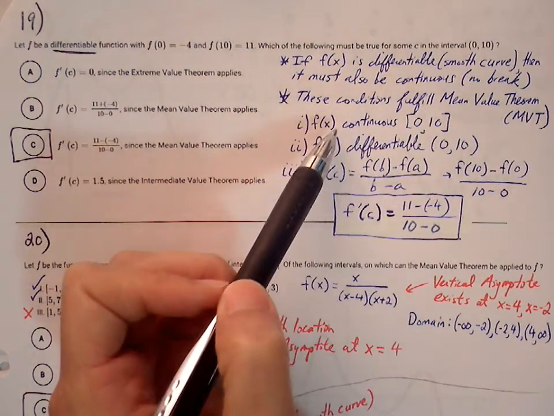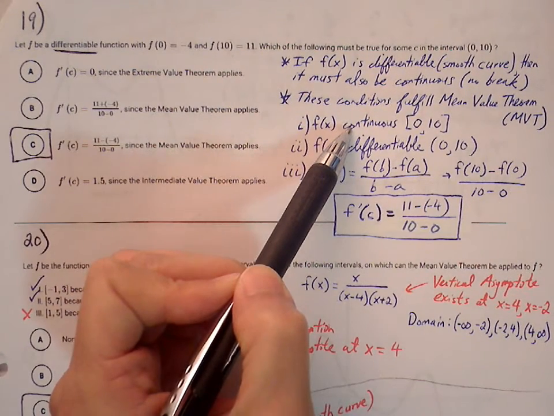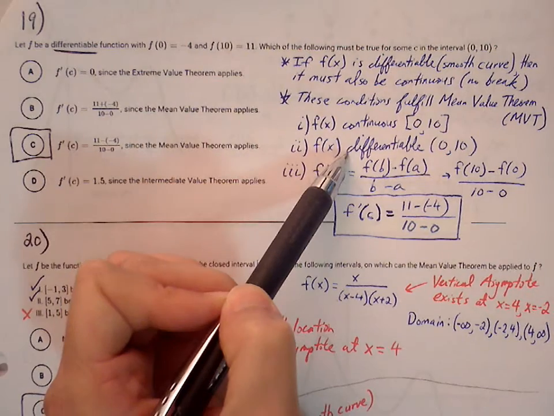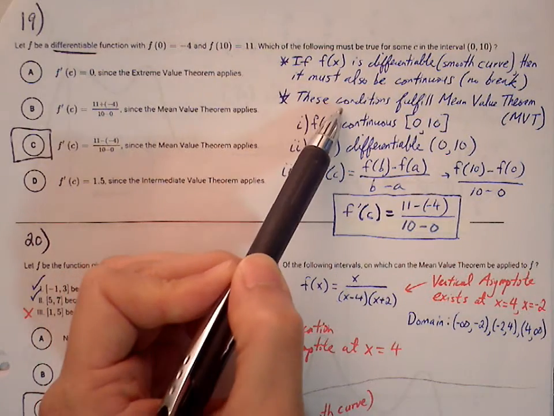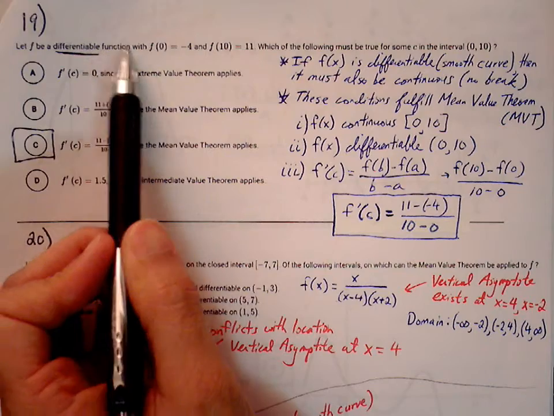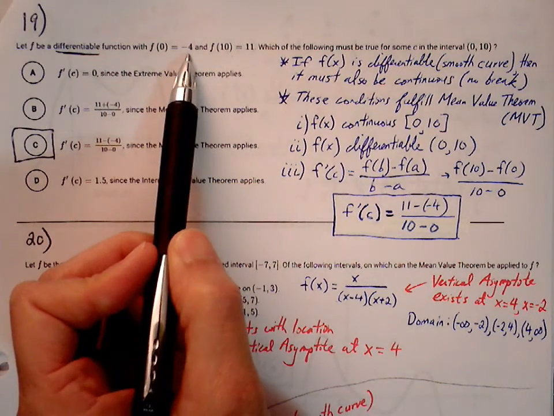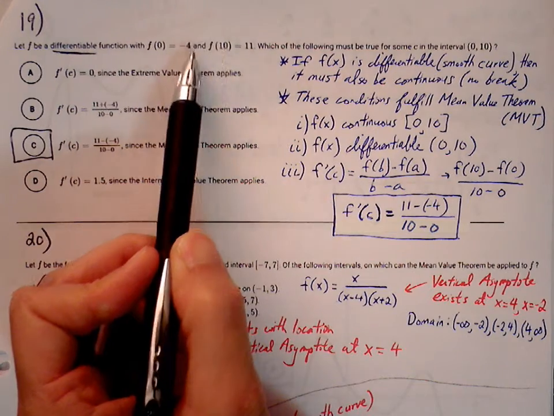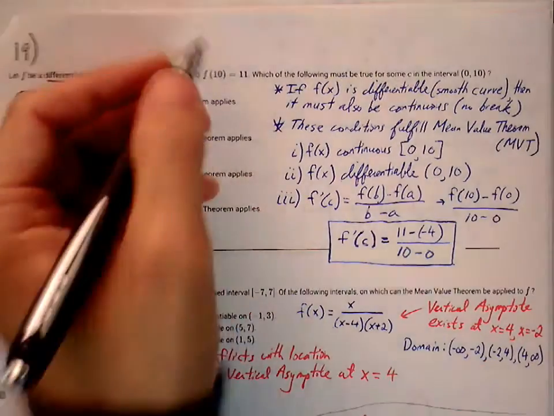So let's think about what mean value theorem tells us. The function is continuous on the closed interval from 0 to 10, differentiable on the open interval from 0 to 10. Those are both true. And what mean value theorem tells us is, if we're given two ordered pairs and it's a differentiable function, then for the slope connecting these 2 points, there's a place on the curve with that exact steepness.